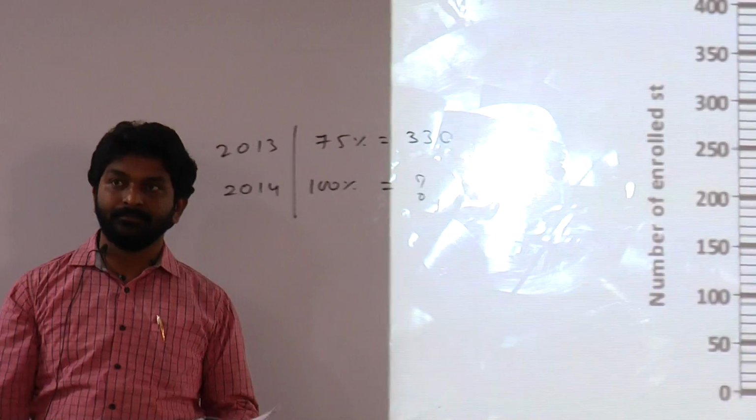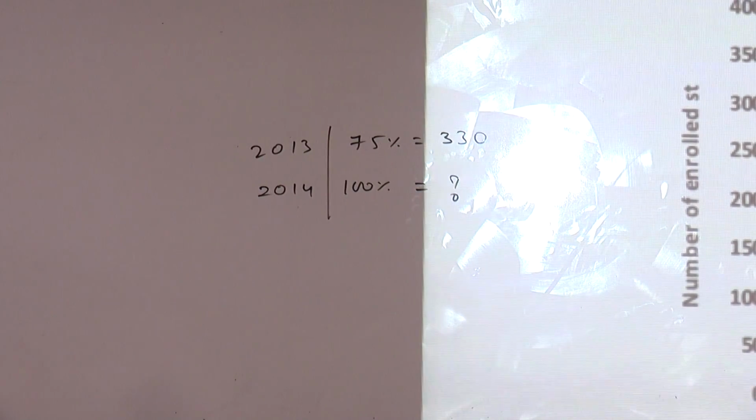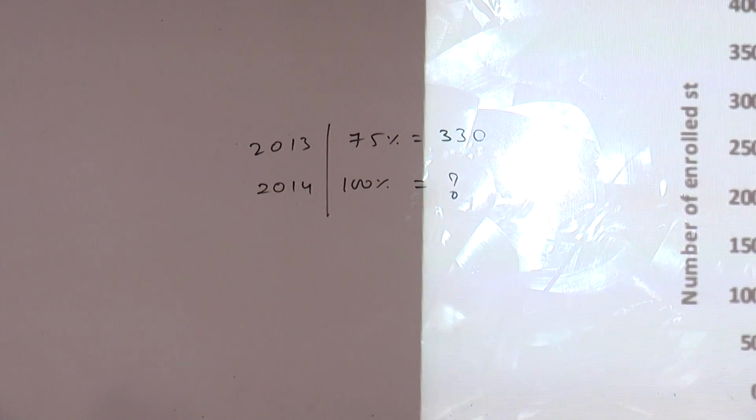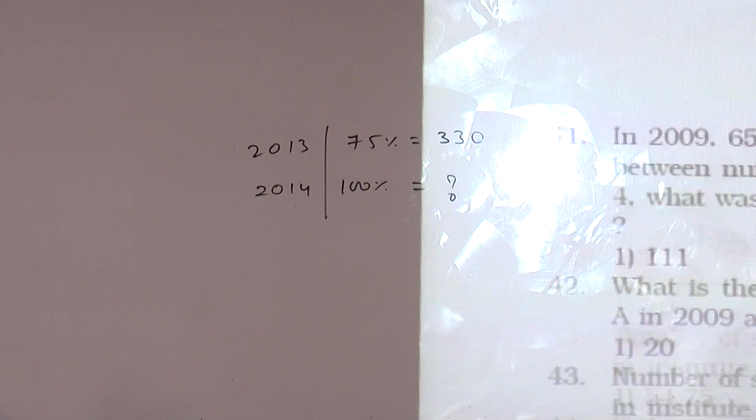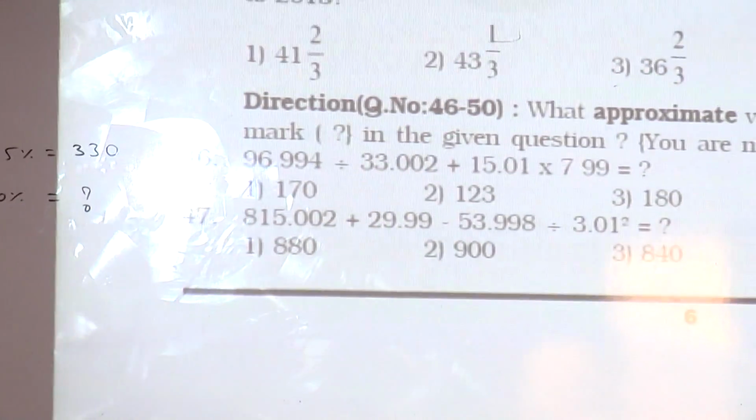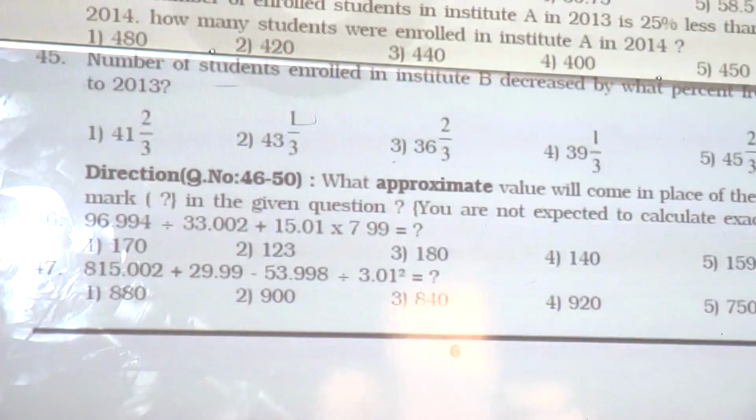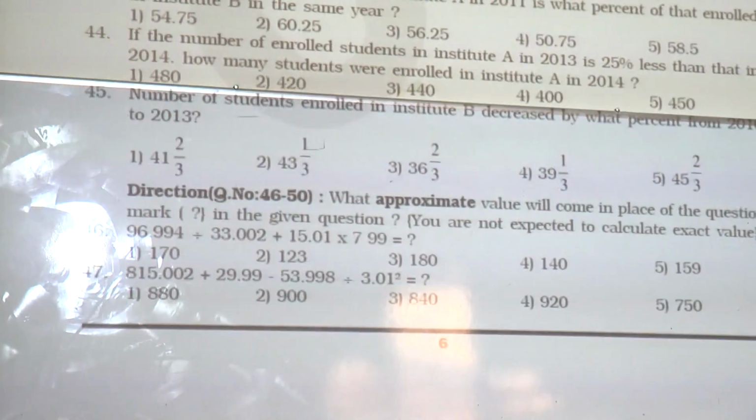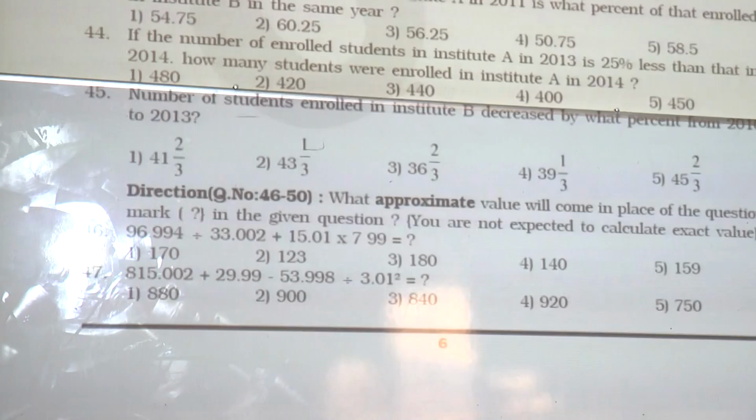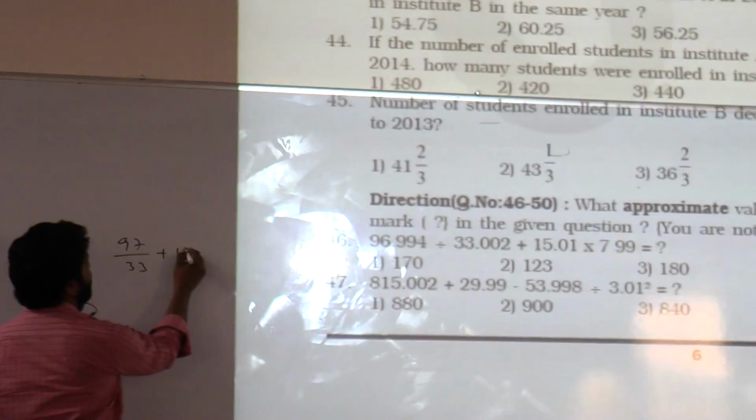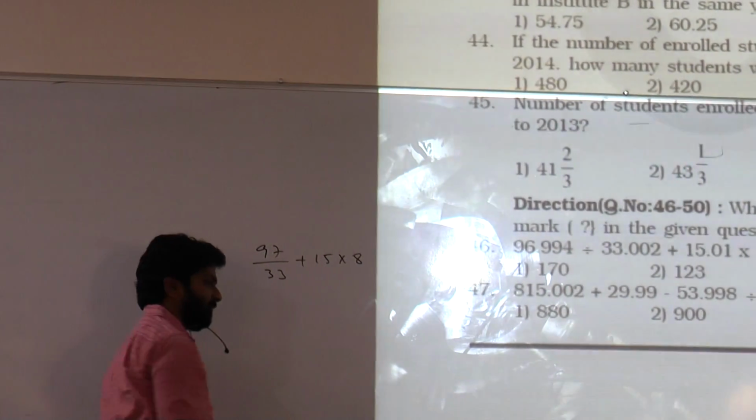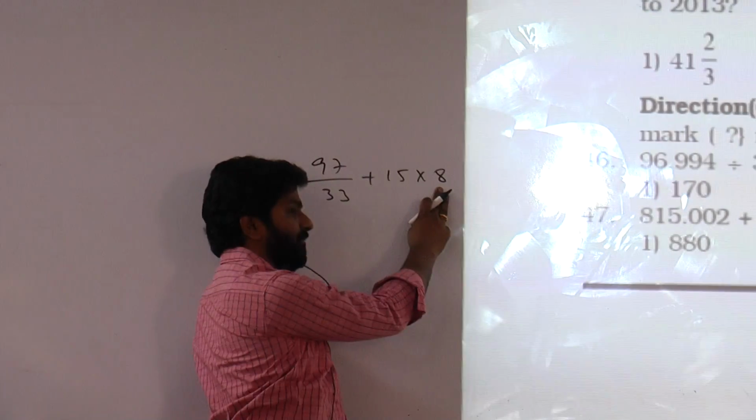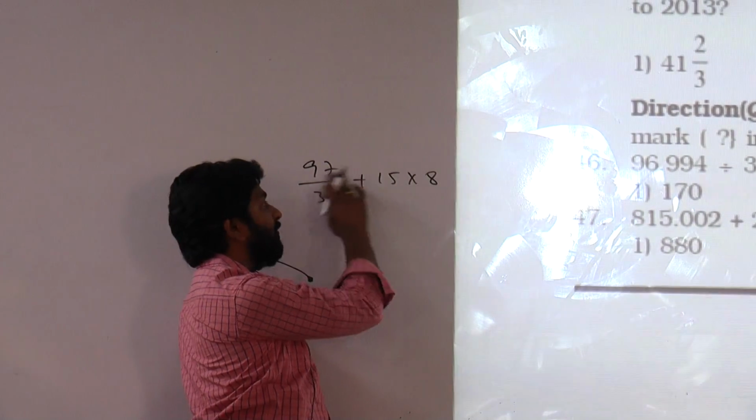Next. Any other question? 46. Approximation: 97 divided by 33 plus 15 into 8. 33 near about how many times? 3 times. 15 into 8 is 120. So 123.